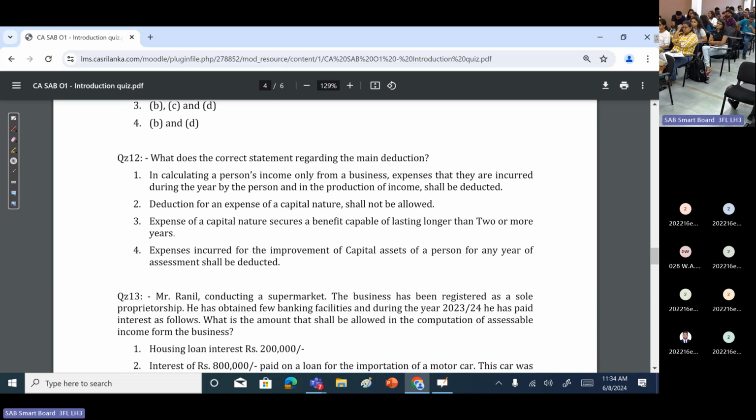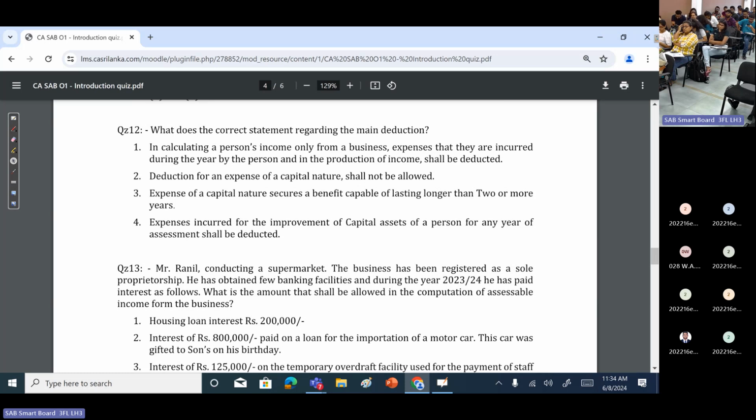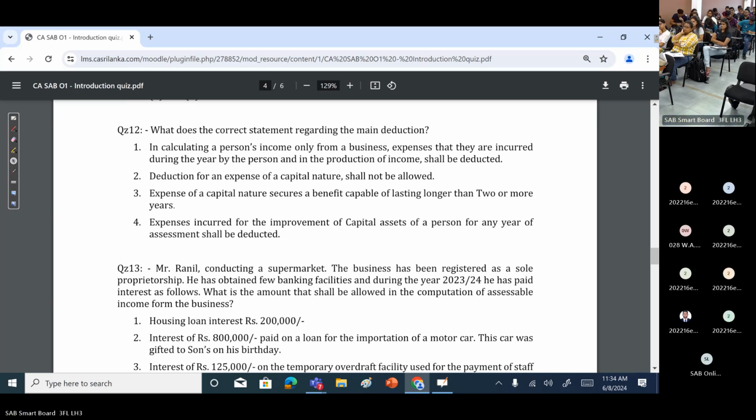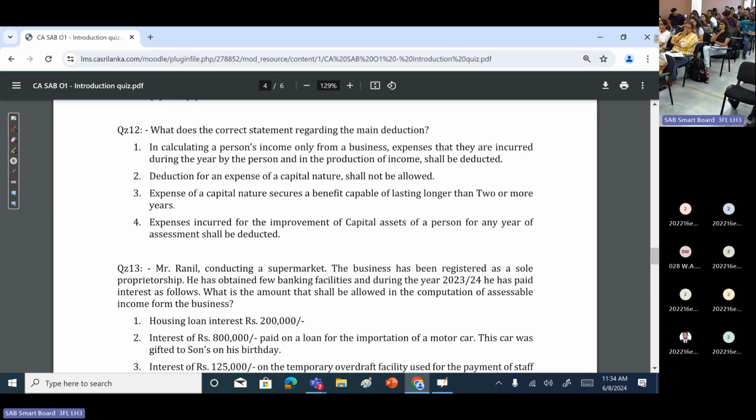What is the correct statement regarding the main deduction? In calculating a person's income from a business, expenses that are incurred during the year by the person in the production of income shall be deducted. Deduction for expenses of a capital nature shall not be allowed. Expenses of a capital nature secure a benefit capable of lasting longer than 2 or more years. Expenses incurred for the improvement of capital assets of a person for any year of assessment shall be deducted. The correct statement is, sorry, the first one is correct.